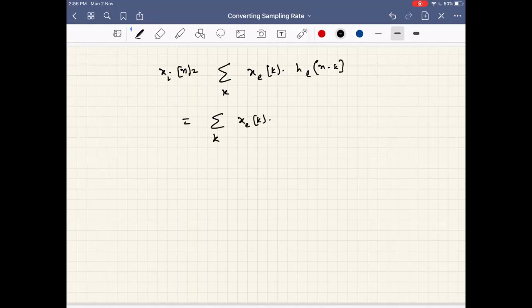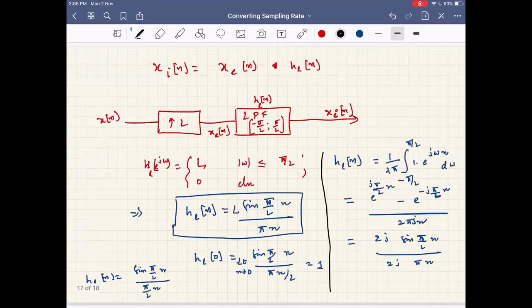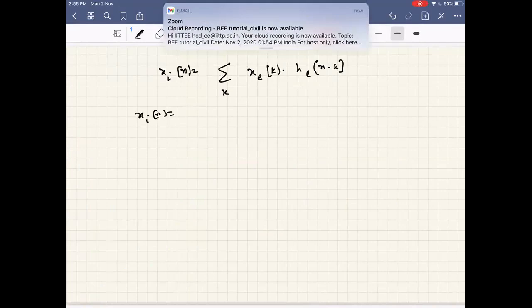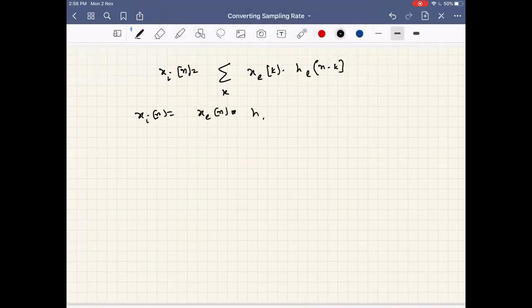So rather than expanding this, there is an even simpler procedure to do this. What we do is we just expand here. We write x_i of n is equal to x_e of n convolution with h_L of n, right? So let us only expand x_e of n. If we expand x_e of n, what is this? Summation k equal to minus infinity to infinity of x of k delta of n minus kl, right?